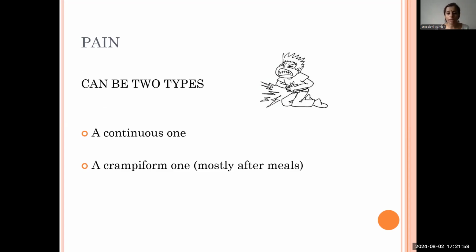Pain can be of two types. There can be a continuous pain sometimes, and there can be an intermittent crampiform pain. So sometimes patients say, I have a slight amount of pain all the time. Sometimes they may say immediately after meals or having a few sips of water, I have severe cramps happening. So these are the two types of pain that we commonly come across.